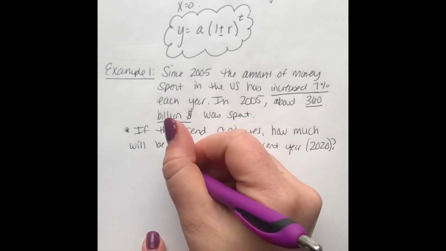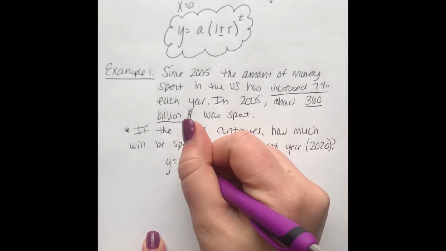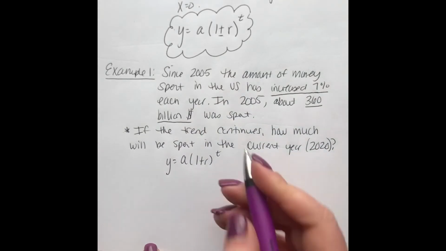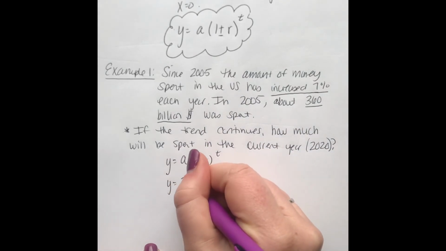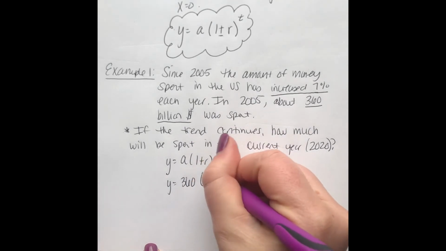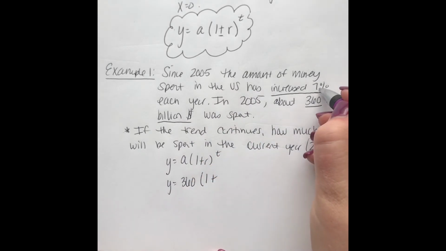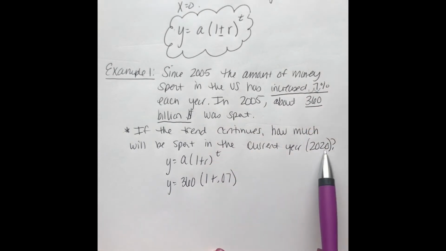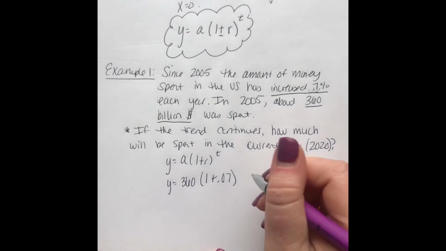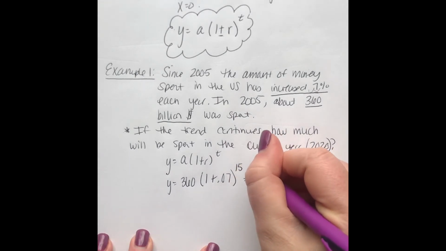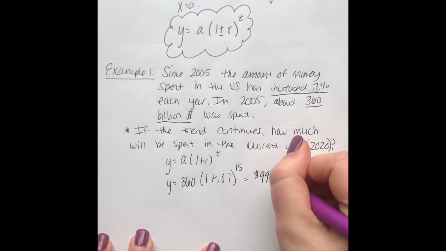So let's use the equation. Since we are increasing, we're going to use a 1 plus r to the power of t. We know our initial amount is $360 billion. The interest rate, remember when you go from your percent, you move the decimal 2 places to the left, 0.07. And how many years is it from 2005 to 2020? 15. So then when you enter that into the calculator, you should get about $993 billion.